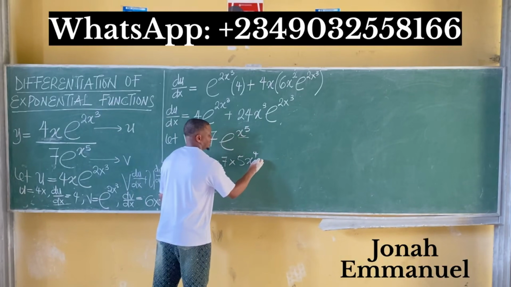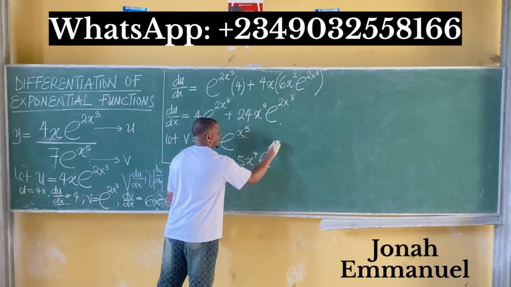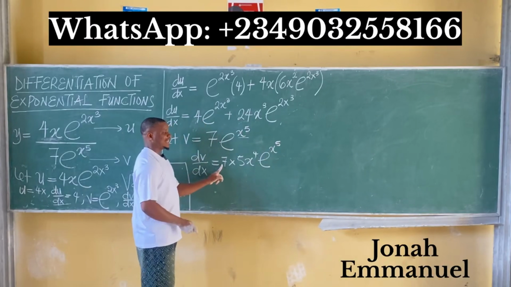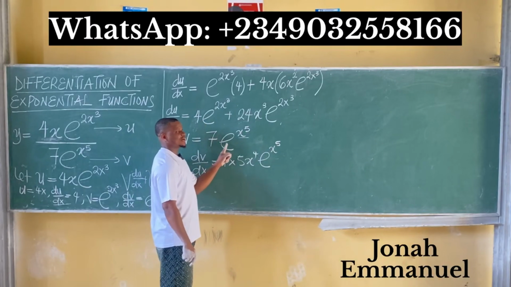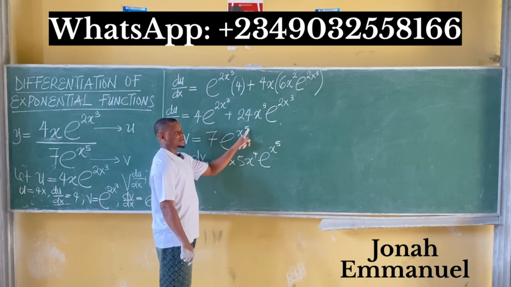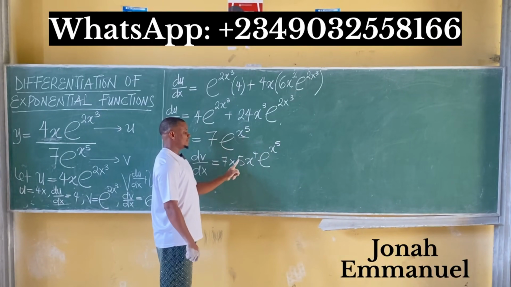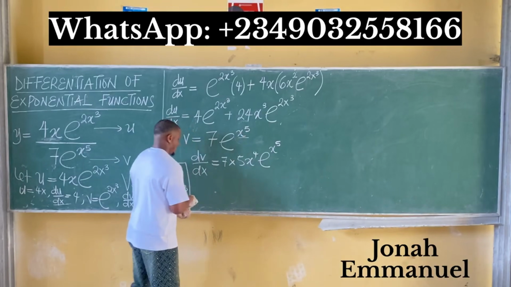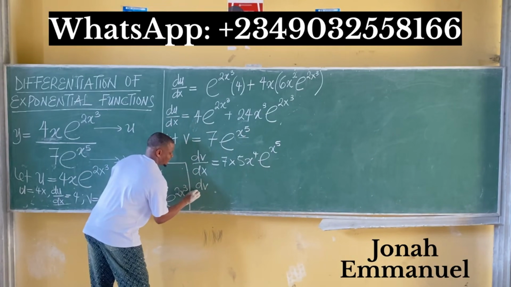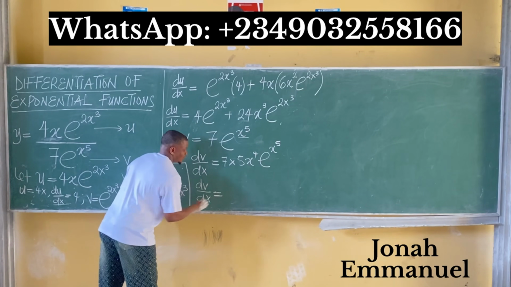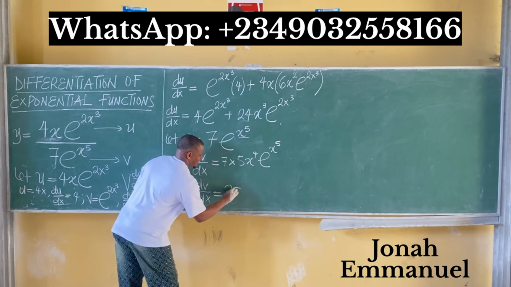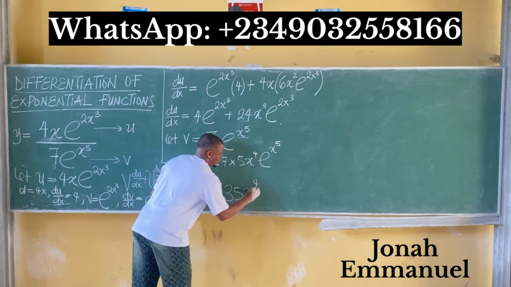Then repeat this. Exponential x to the power 5. Keep the 7 aside. To differentiate the exponential function, we said differentiate the power. If I differentiate x to the power 5, it gives you 5x to the power 4. Repeat the question, you have this. So in essence, we'll have that dv dx is equal to 35 x to the power 4 exponential x to the power 5.